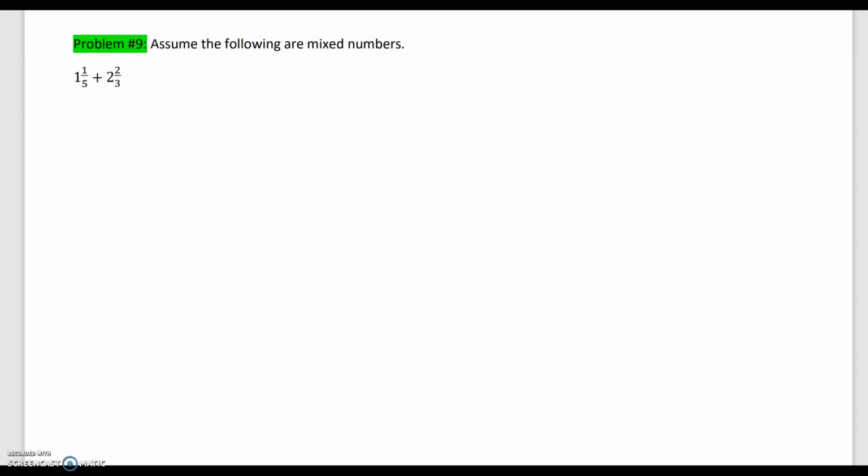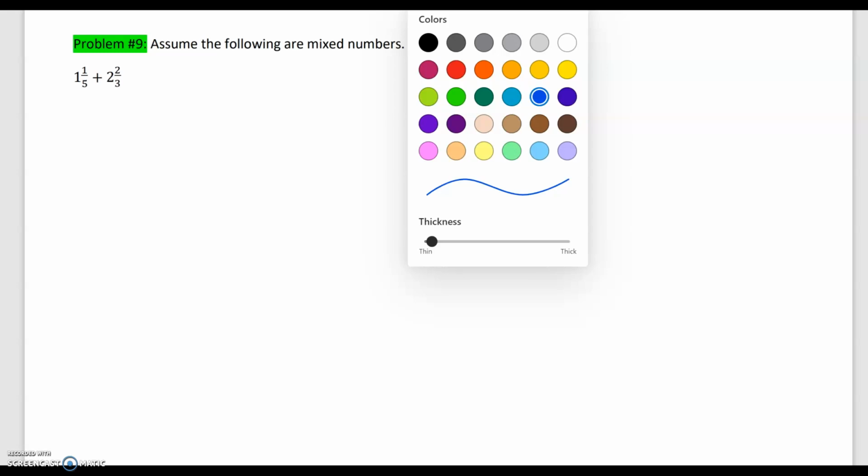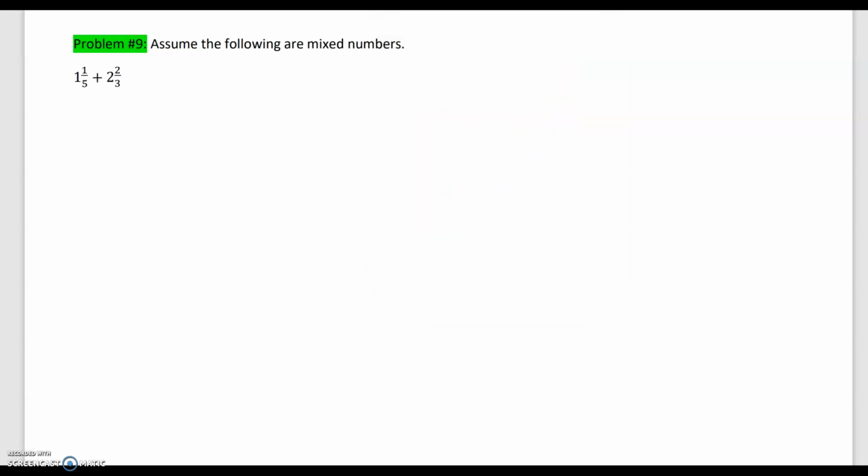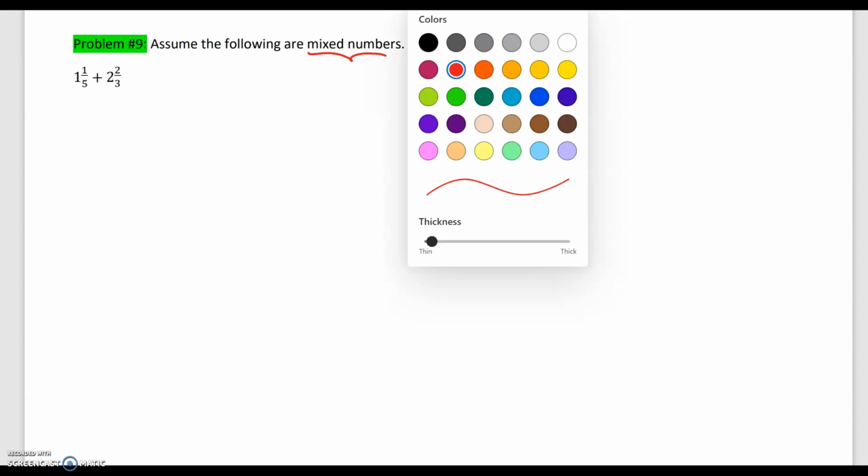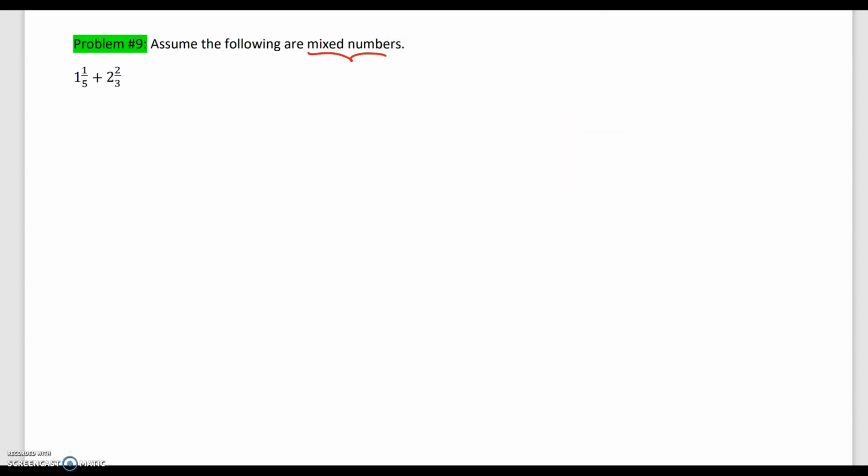Hi class, let's take a look at example 9. Now we have to be careful on example 9 because of the way these problems are expressed. We're told they're mixed numbers. So what this means is that they represent, for example, the value of 1 and 1/5 actually represents 1 plus 1/5. So a mixed number represents an integer plus some portion of a fraction.